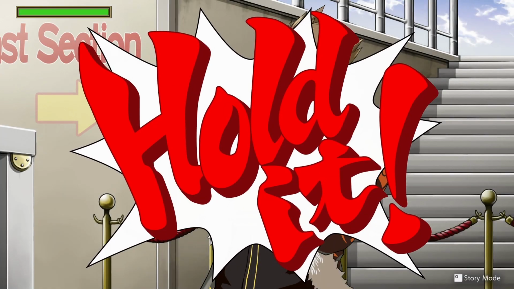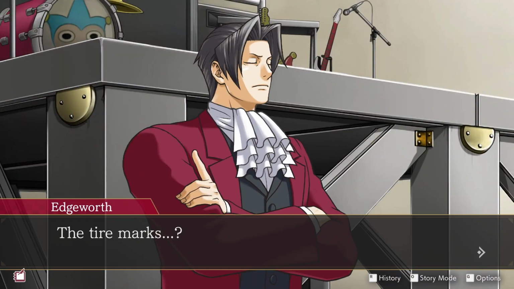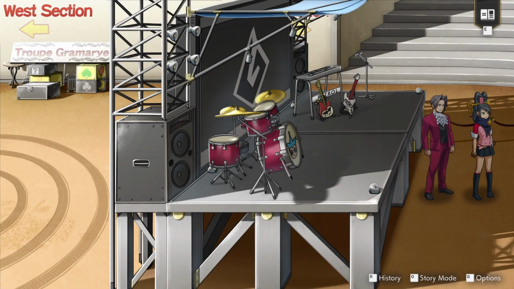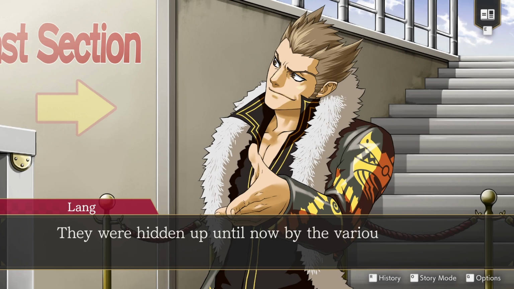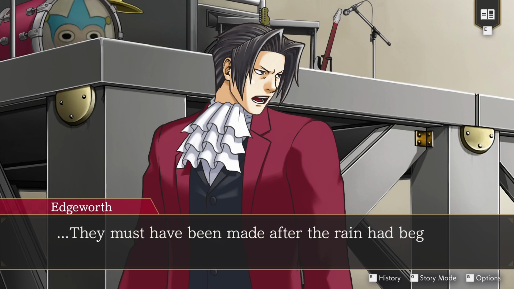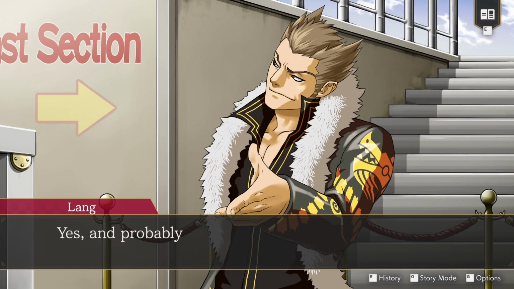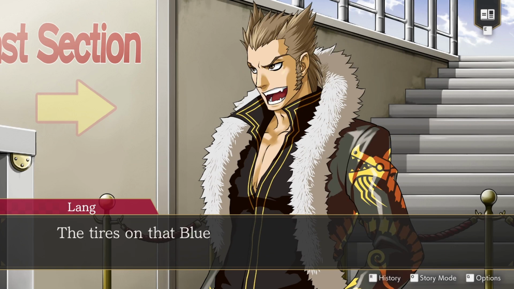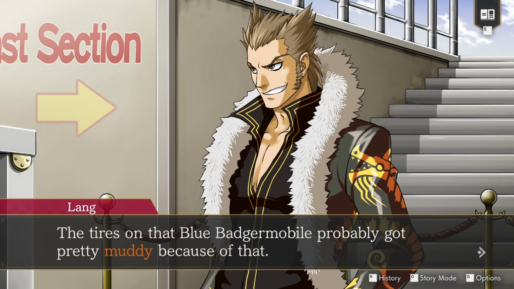Hold it! The tire marks? Yes, the tire marks. The ones there behind the stage. Oh! They were hidden up until now by the various pieces of stage equipment. As for when they were made, they must have been made after the rain had begun to fall, correct? Yes, and probably around the same time as when the killer's footprints were made. The tires on that Blue Badger mobile probably got pretty muddy because of that.